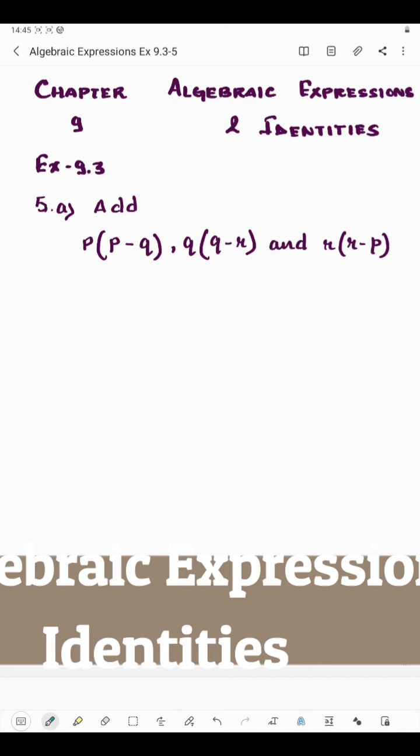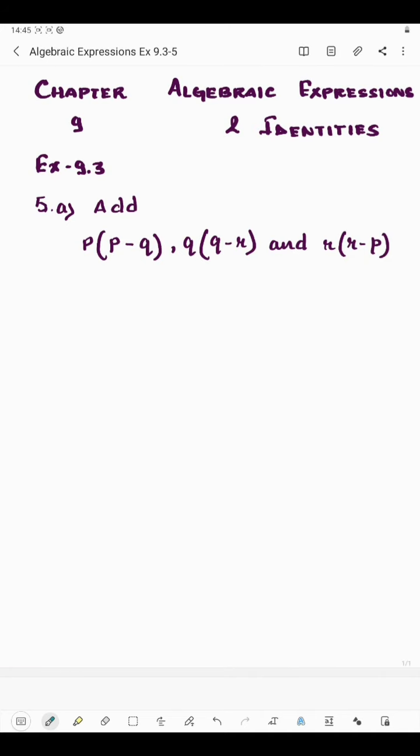Students, today I am going to start question number 5 of exercise 9.3. Now in the first part we have add. We have these three expressions given. We will have to add these three expressions. Before adding this, we need to simplify it. We need to solve it.